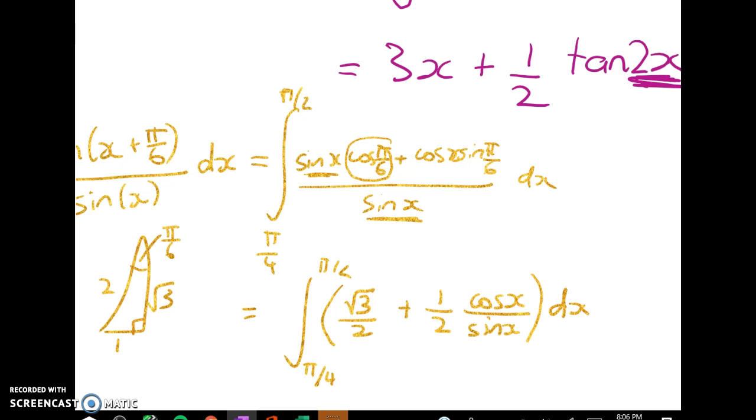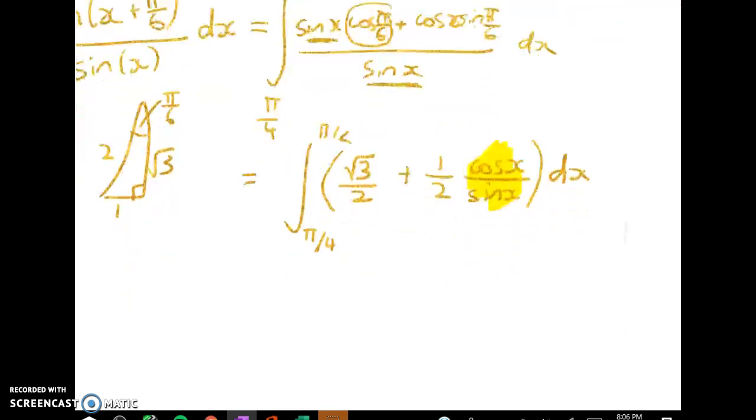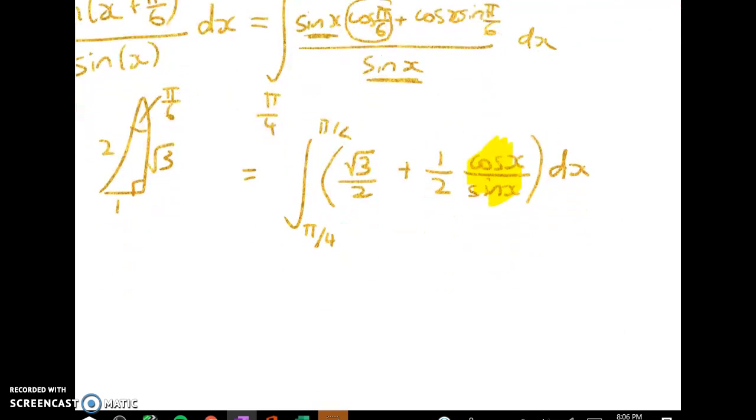So this looks bad, and if you immediately look at this and think, oh, that's cot, and that's not one of my basic trig ones that goes backwards easily, then you're going to miss the key thing here. And I've already given you a clue. So pause the video and see if you can integrate from here.